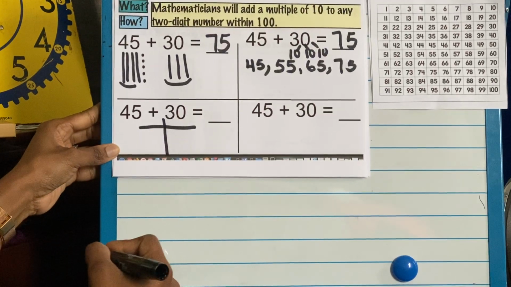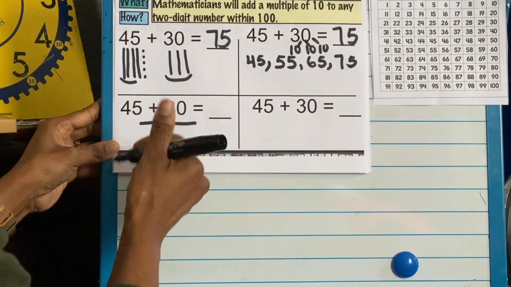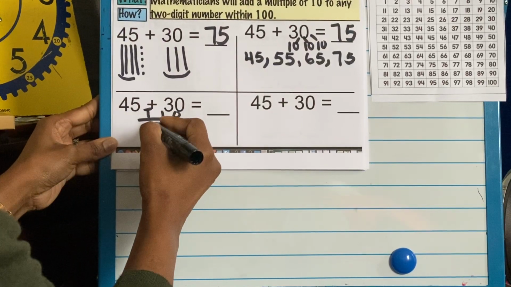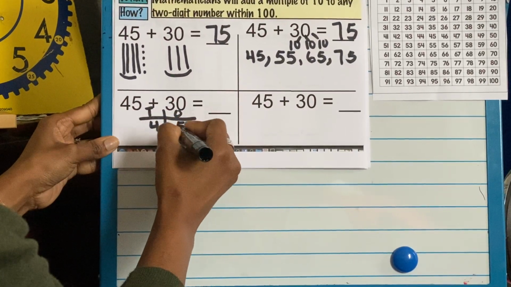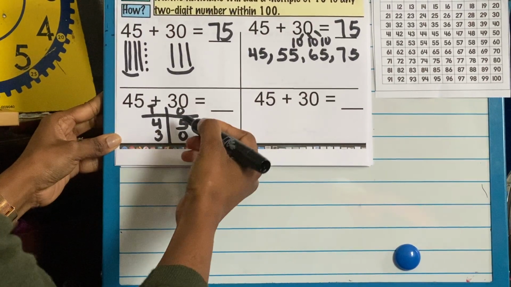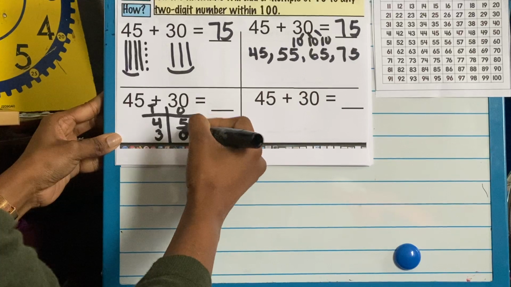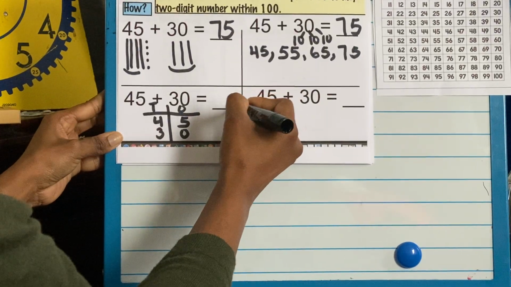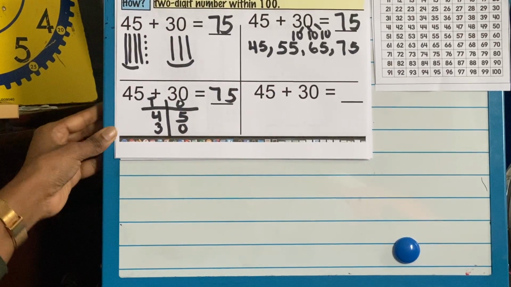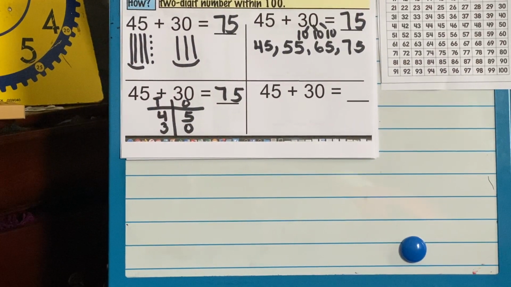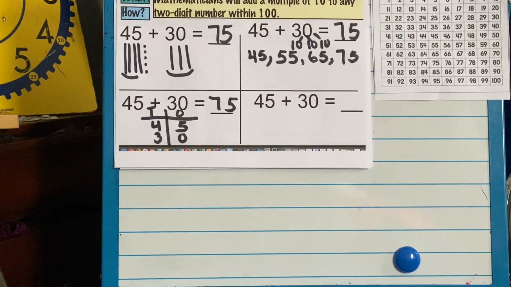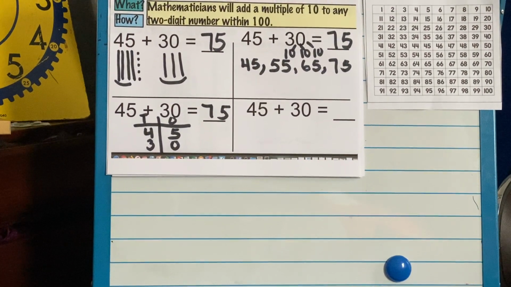Let's draw a table. So we have 45. This is tens place, ones place. 45 plus 30. It's like adding it vertically. So 0 plus 5 we know is what? 5. And 4 plus 3 equals 7. Again, we have 75. Another way that we can solve this number sentence is by doing a number bond.